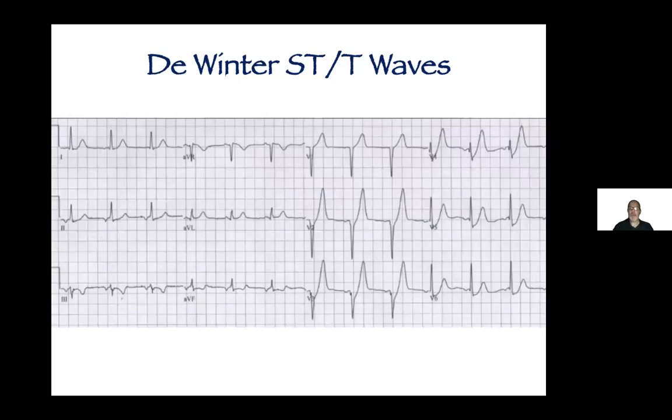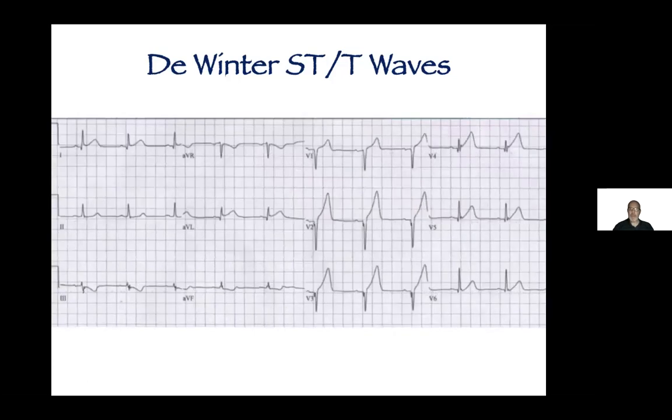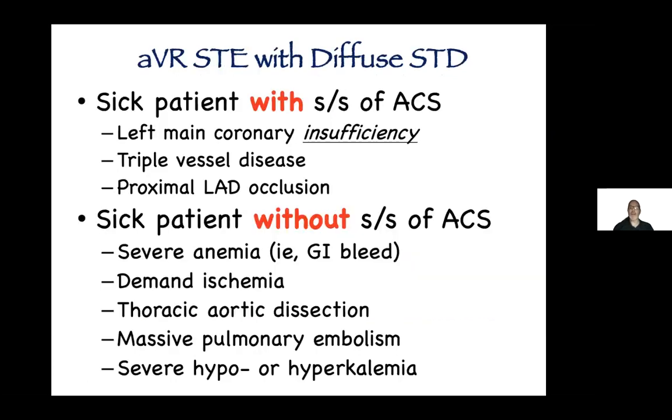So here's a good example of a De Winter pattern. You see the ST depression right here, and you see it just rocket up into these big, big hyperacute T waves. And then the patient deteriorates from this and transitions to ST elevation and a full-blown LAD occlusion.